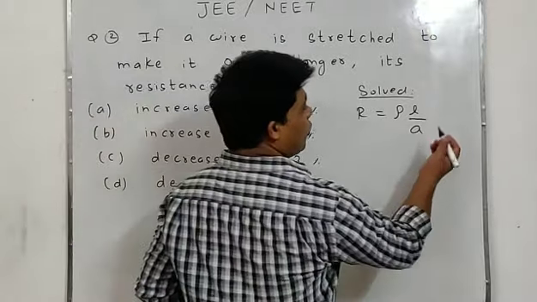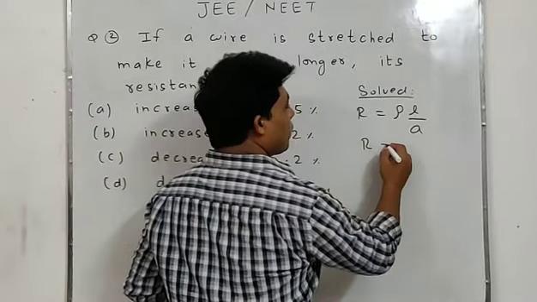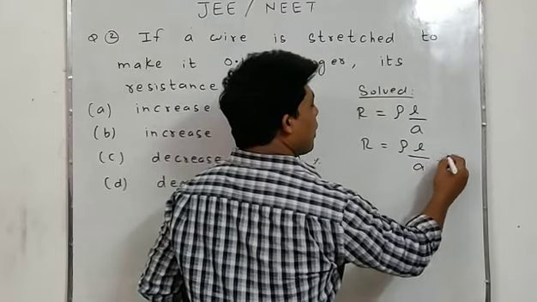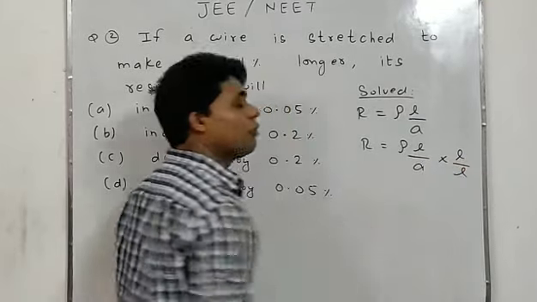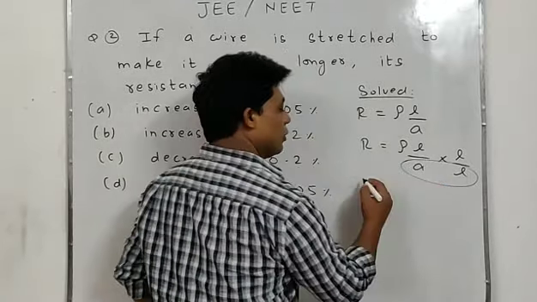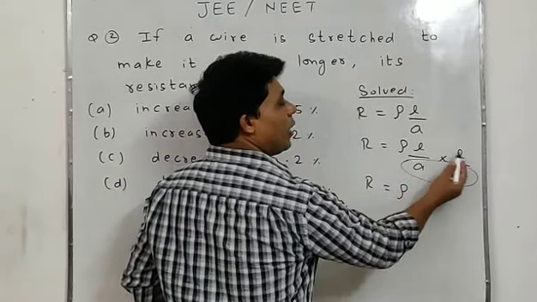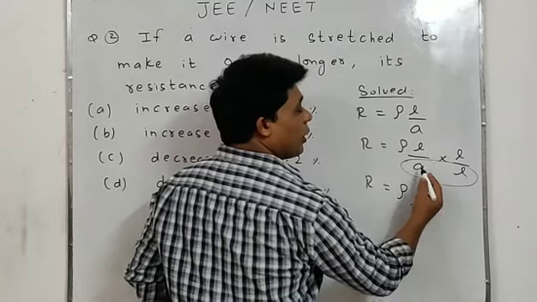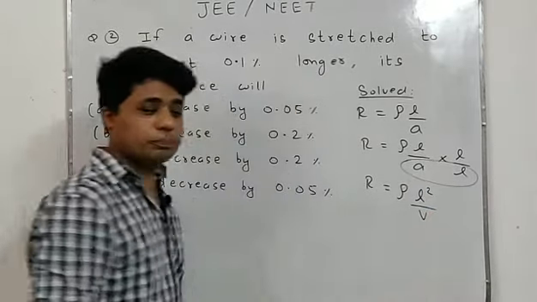Okay. What we do, students, we will multiply and divide by L. We multiply with L and we divide by L. Why did we do so? Because area into length, rho L into L, L square. Area into length becomes volume.